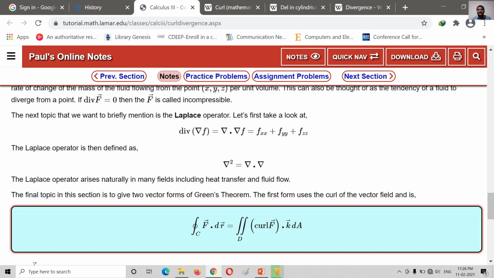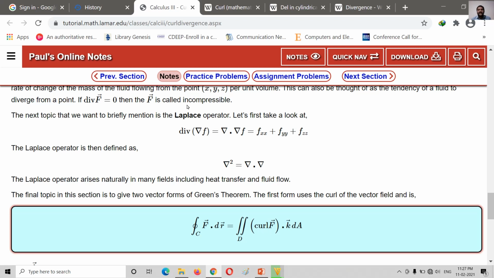Next, we also saw the concept of divergence. Divergence of a vector is nothing but the dot product of the nabla operator with that vector field. The result of the divergence will always be a scalar, and if the divergence of a vector field is 0, then it is known as an incompressible vector, and another name for incompressible is the solenoidal field. So when the divergence of the field is 0, it is known as a solenoidal field.